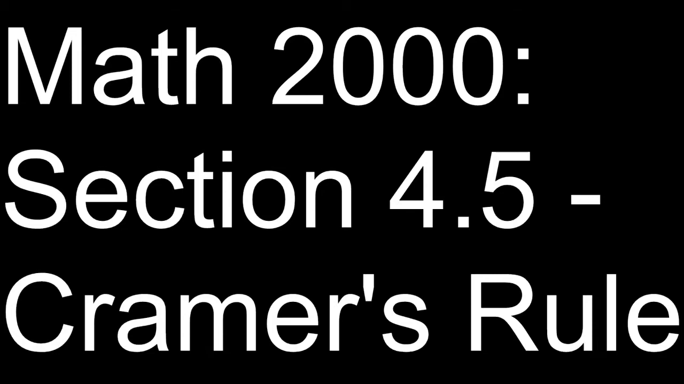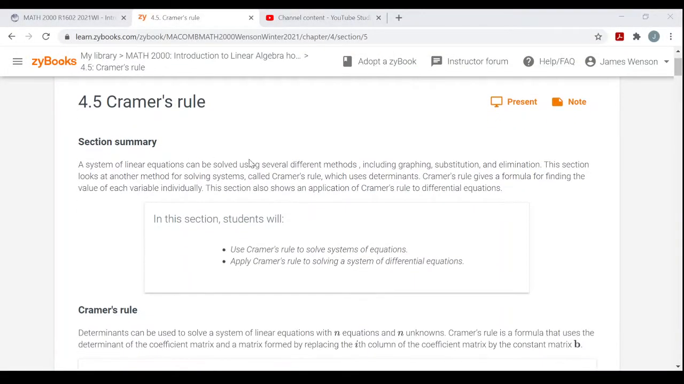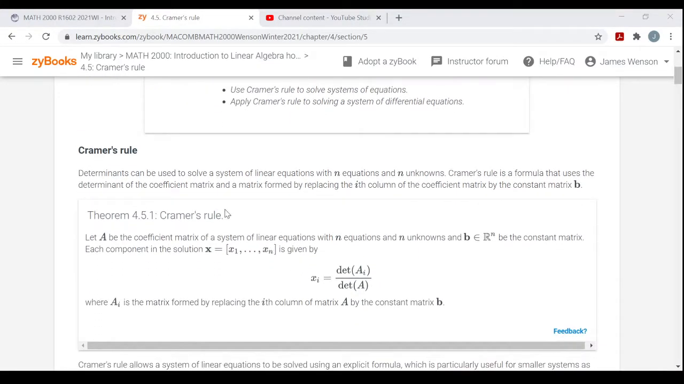All right, so let's get into it. Cramer's rule. You can read the summary and the objectives here. Determinants can be used to solve a system of linear equations with n equations and n variables and unknowns. Same number of equations as unknowns. Cramer's rule is a formula that uses the determinant of the coefficient matrix and a matrix formed by replacing the ith column of the coefficient matrix by the constant matrix B, that constant matrix on the other side of the equal sign.